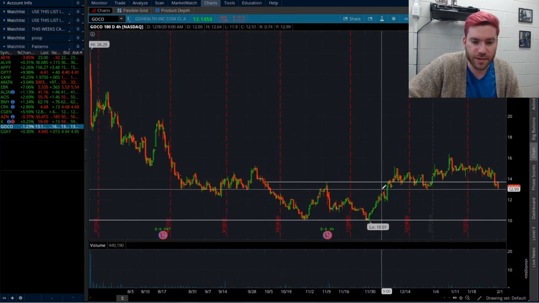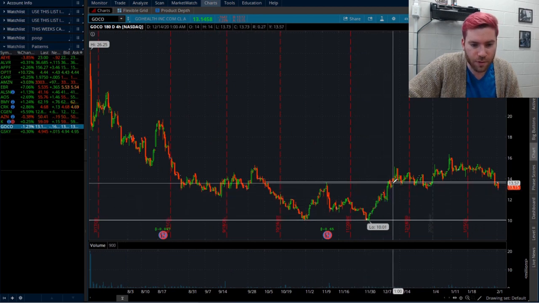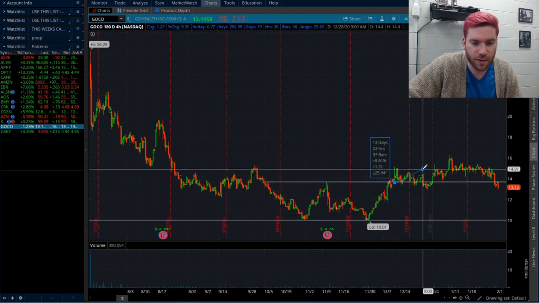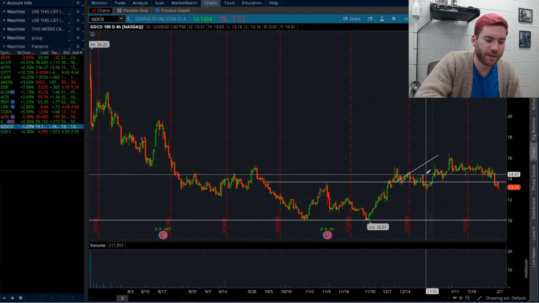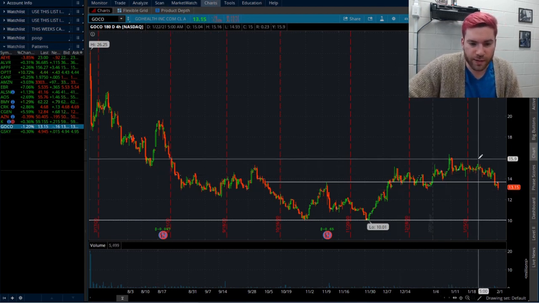So as we can see, we had a double bottom, it broke, you could have played it, made some money, made about 18% on that exact play, and again would have ran that bad boy up.